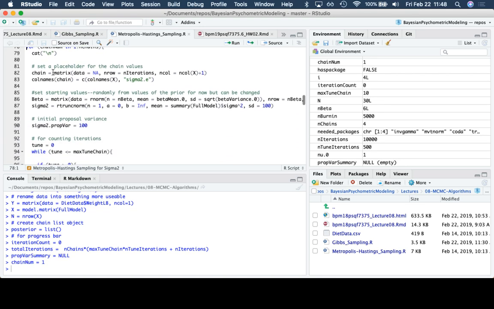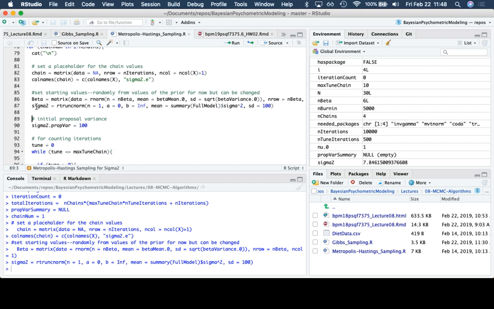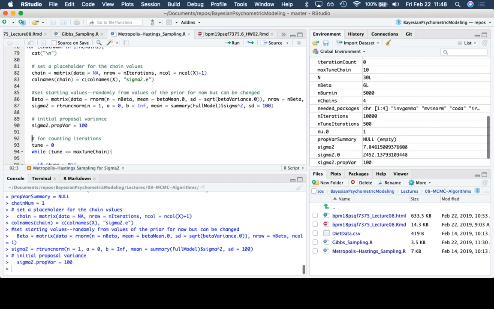So for chain number 1, we again set up a placeholder to hold our data. We randomly sample our initial values of beta and sigma squared. And I'm going to set an initial proposal variance for sigma squared. So now what we're doing is Metropolis-Hastings for sigma squared. Once we have a sigma squared, we're going to go and do Gibbs on beta. I'm doing it this way because it'll still go pretty quick, because the Gibbs on beta gets us right where we want to be.